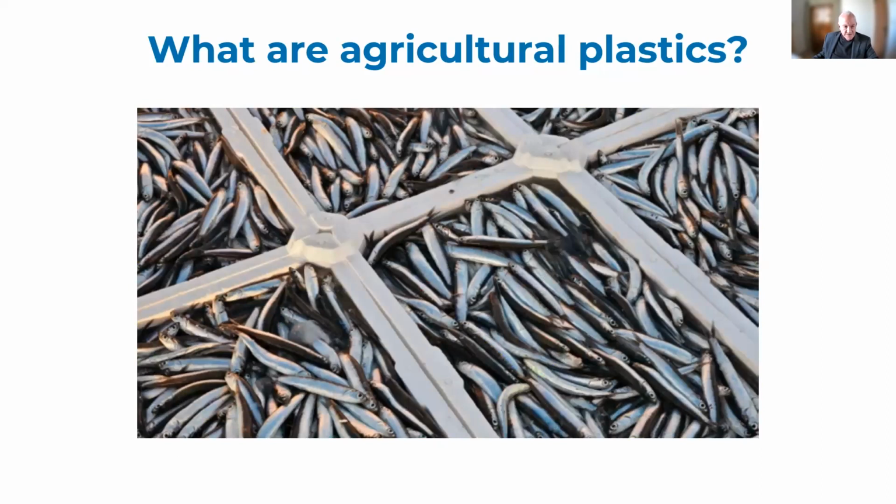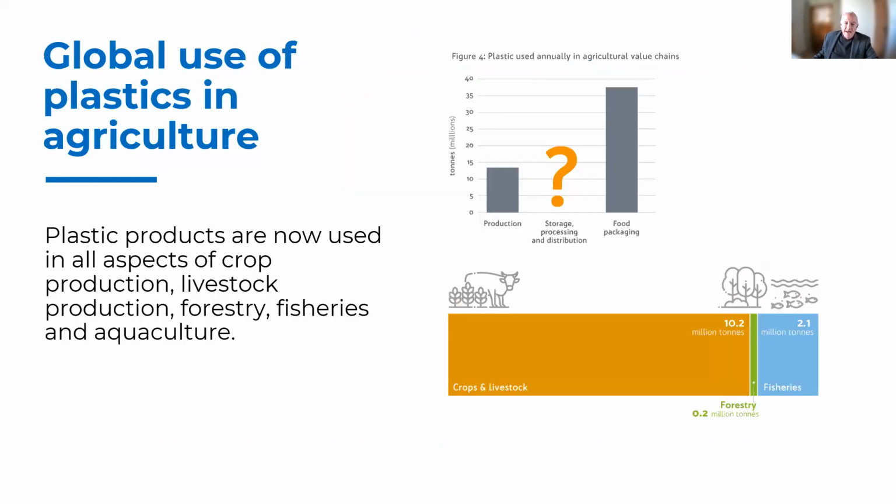Just a few examples. In the report, we estimated that every year 12.5 million tons of plastic products are used globally, which is equivalent to 3.5% of the global plastic production. Add to this, close to 37 million tons are used in food packaging. Unfortunately, we couldn't find reliable data to estimate plastics used in storage, processing, and distribution. So the primary focus of the report is on plastics used in production.